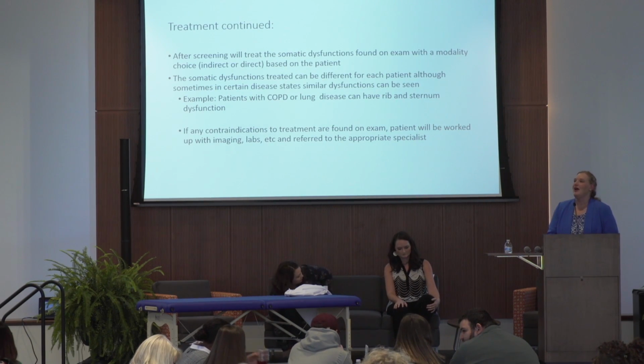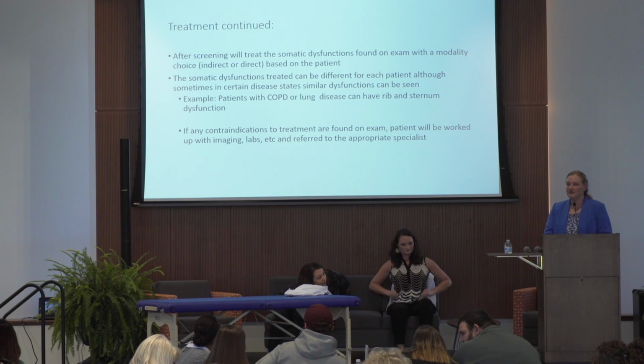It's time. So after you screen, you're going to treat the somatic dysfunctions that you find. Not all patients will have the same somatic dysfunctions, but many will have similar ones, especially a patient that has COPD or lung disease. You can see sternum and rib dysfunction in those. If we find a patient that has contraindications to treatment, we'll work them up or refer them to the appropriate specialist. So how does OMT affect pain?